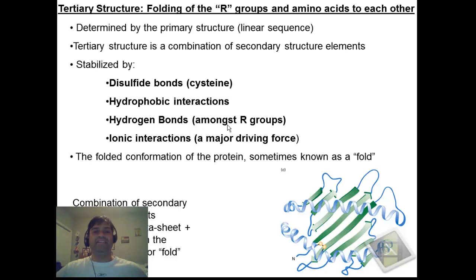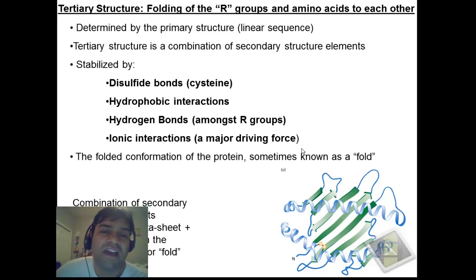Hydrogen bonding can occur amongst the R groups. The classic example of this would be the side chain of a lysine with the side chain of an aspartic acid at physiologic pH. At physiologic pH, that becomes aspartate, and you can get hydrogen bonding there. You can get hydrogen bonding between a serine and an arginine, just off the top of my head. So there are so many potential possibilities of hydrogen bonding that occur.